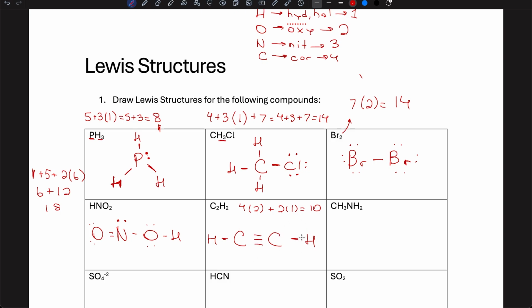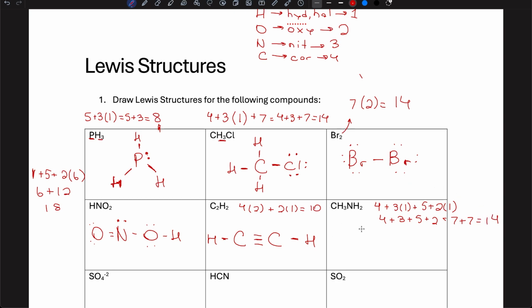Let's count up our valence electrons as it is in this molecule. 1, 2, 3, 4, 5, 6, 7, 8, 9, 10. We have 10 valence electrons, and our structure should have 10 valence electrons, which means we are correct. In the next structure, let's move on. We have carbon, 4 valence electrons, 3 hydrogens, 1 nitrogen, and again 2 hydrogens. Together that adds up to 4 plus 3 plus 5 plus 2, that's 7 plus 7, 14 valence electrons.